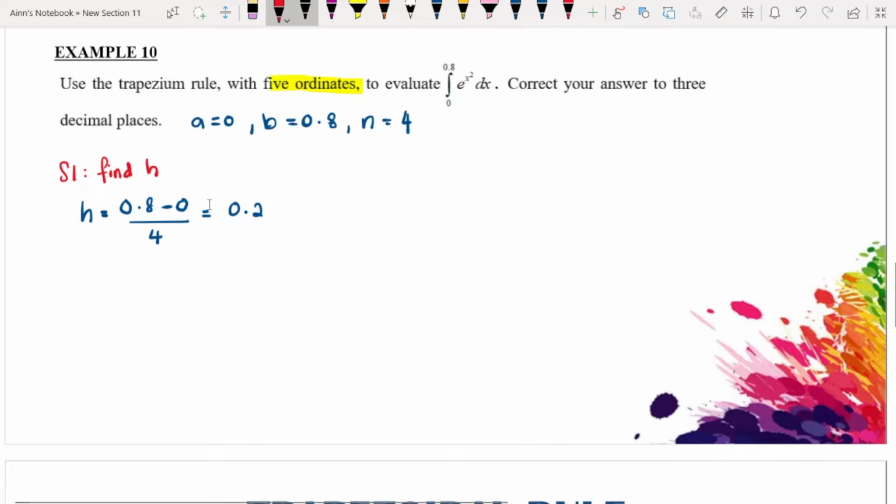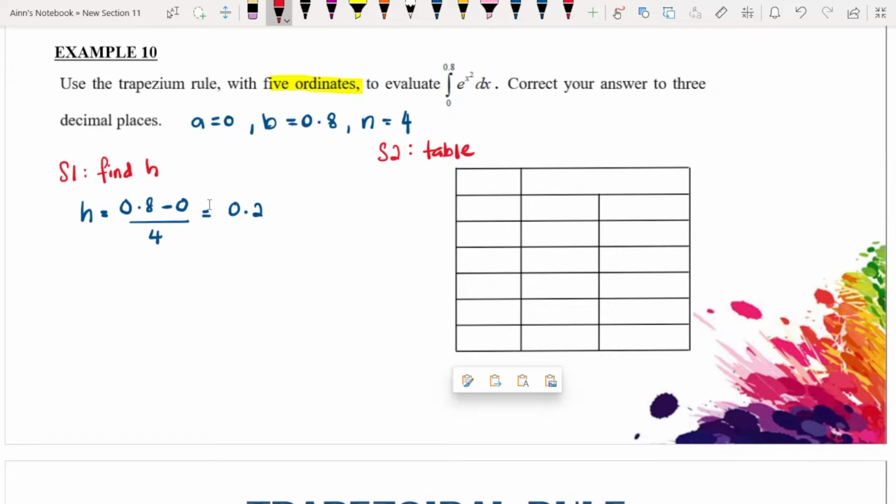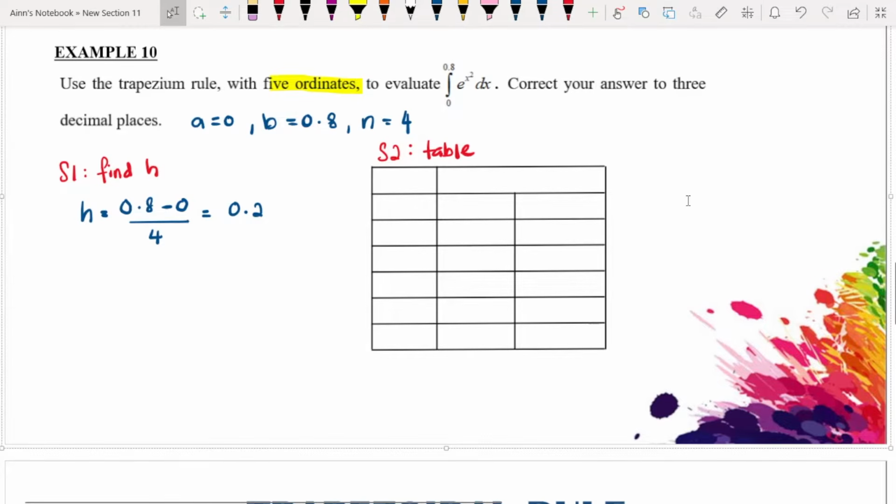The second step is to draw a table. So we will draw a table. Now we have a table here. So now we're going to input the values inside the table. This is your x, the value of x. This is our y. We have y equals e to the power x squared, which is the same as the integral here, e to the power x squared.